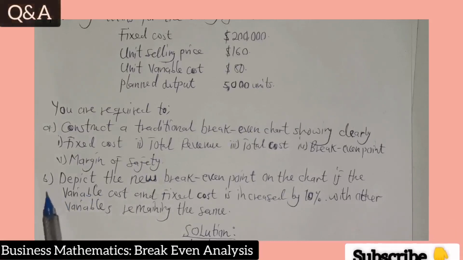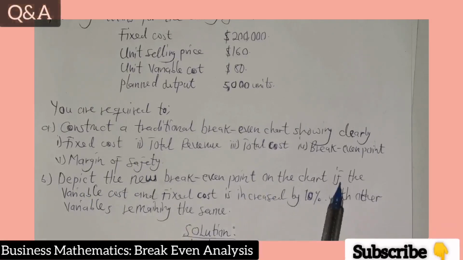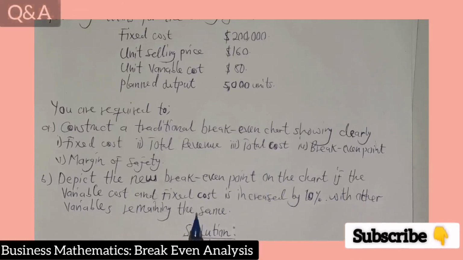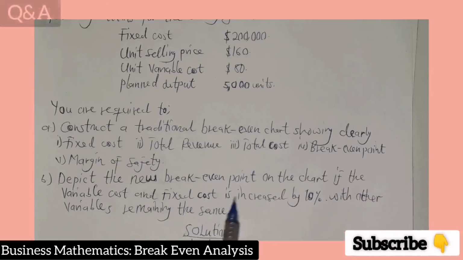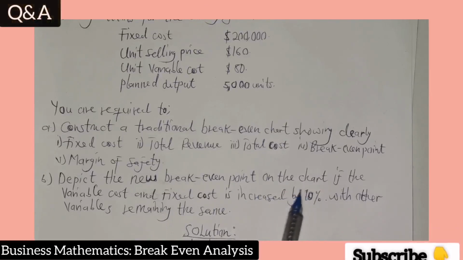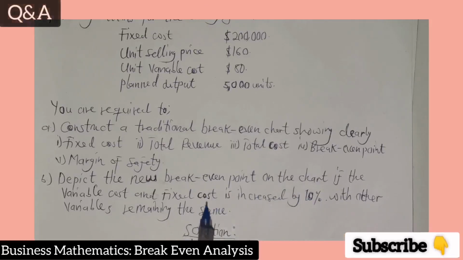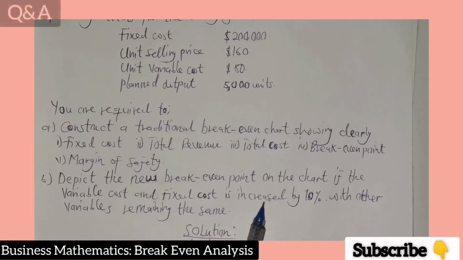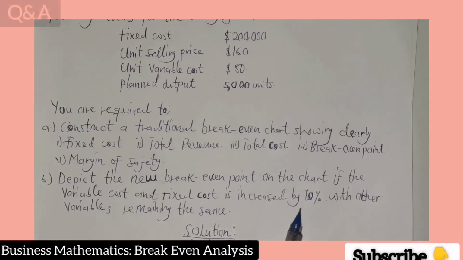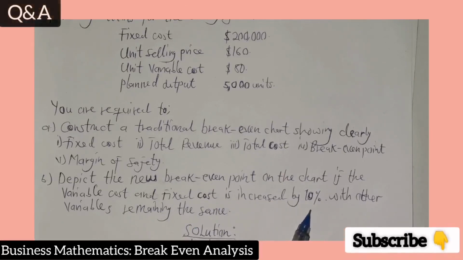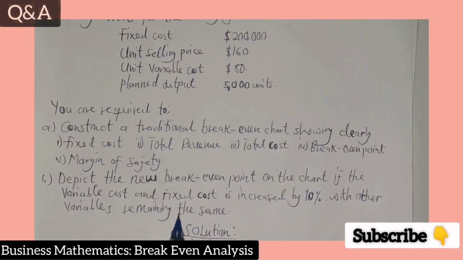Then B, you are asked to depict the new break-even point on a chart if the variable cost and the fixed cost are increased by 10%, with other variables remaining the same. So meaning that the other variables' increase won't be what? Though they are going to be affected, here they have not actually indicated. But remember, when there is a change in variables like variable cost and fixed cost, that's an approximate change in other variables. But this question didn't indicate the percentage of the change in other variables. That is why it says with other variables remaining the same.